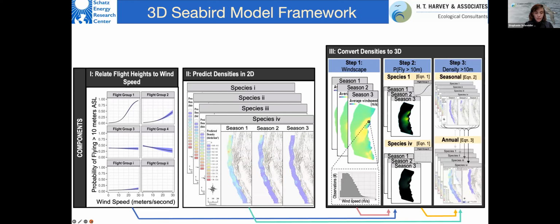Next slide. Finally, we applied these probabilities to the 2-dimensional densities, creating a 3D model that shows seabird locations both horizontally and vertically. This helps us understand where seabirds are most at risk from offshore wind by predicting their density overall and highlighting what it looks like at and above 10 meters. Next slide, please.